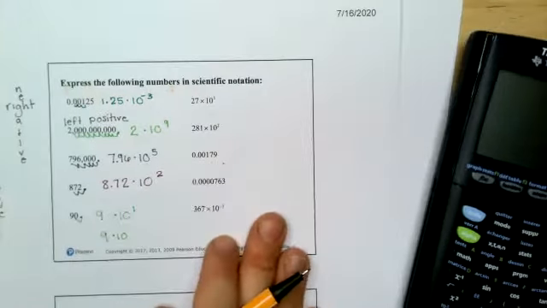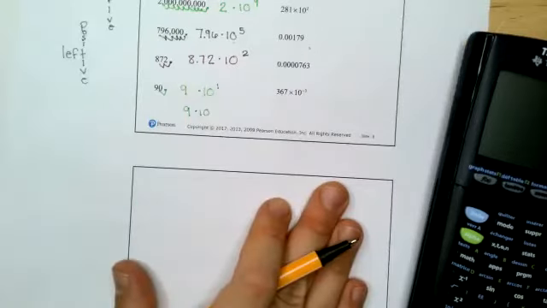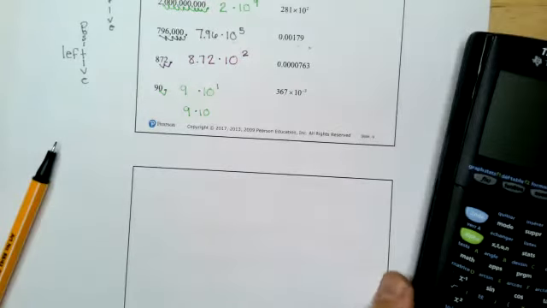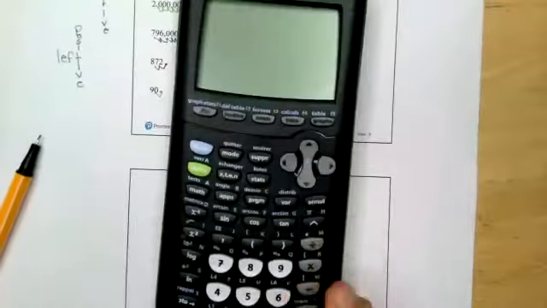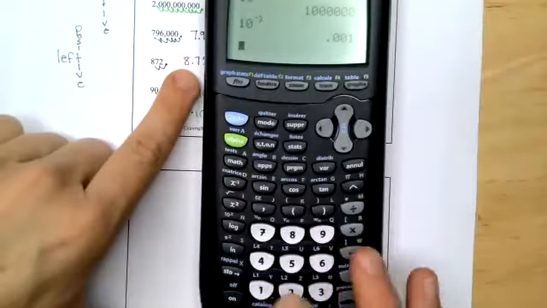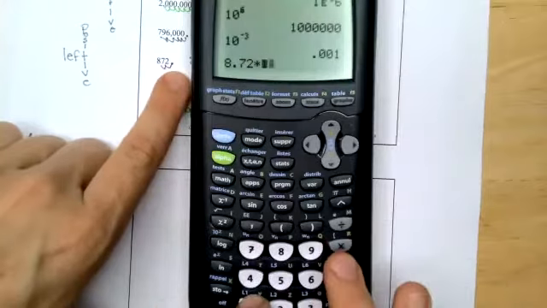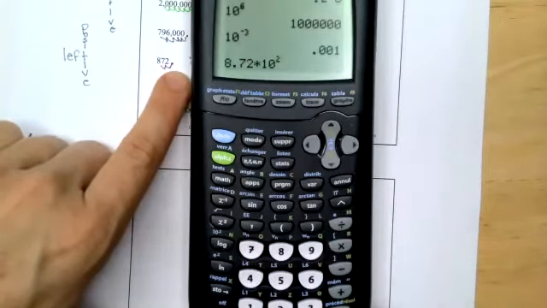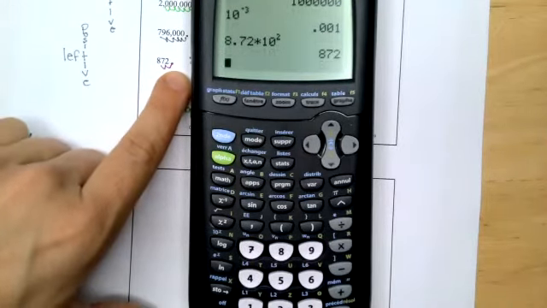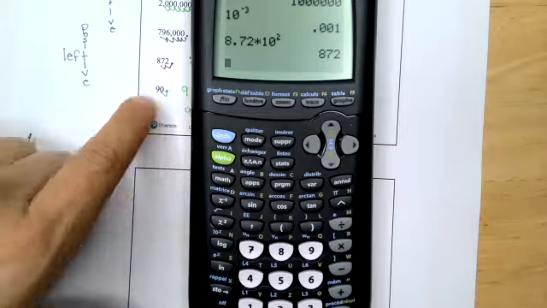Good. Could you put the scientific notation into the calculator and still get the same answer? Oh, that's a good question. Like put 8.72 times 10 to the 2nd power. If you were to put that in there, would you still get the same answer? Yes, you still get the same answer.